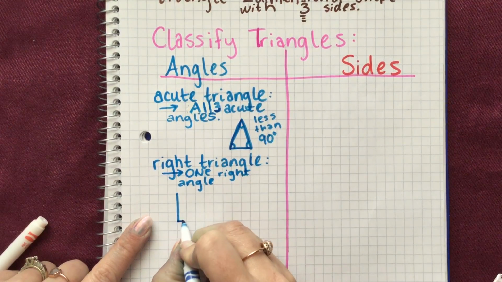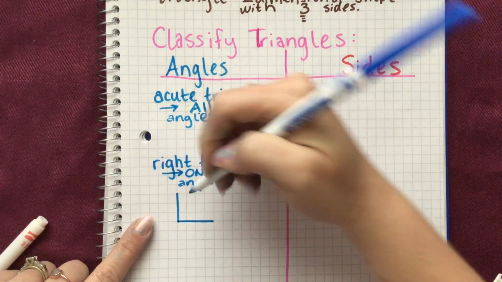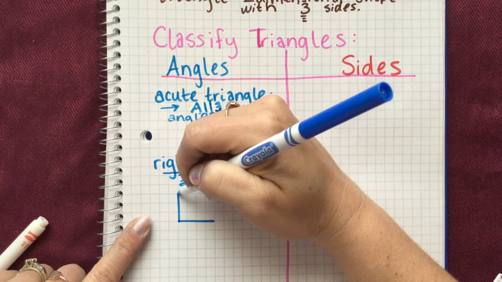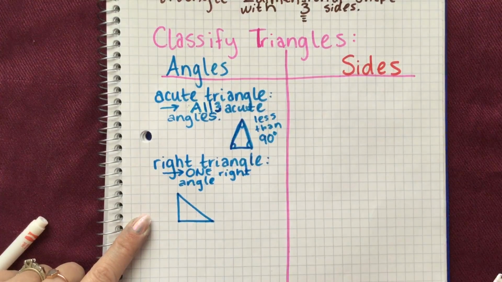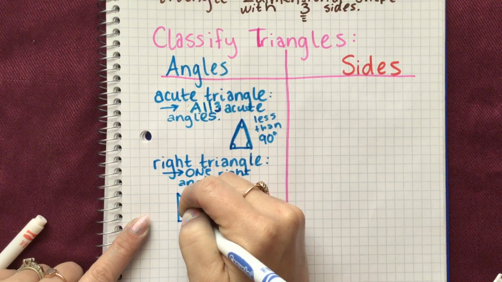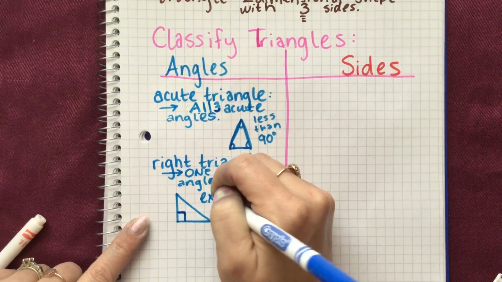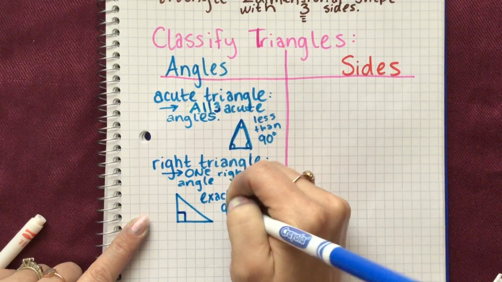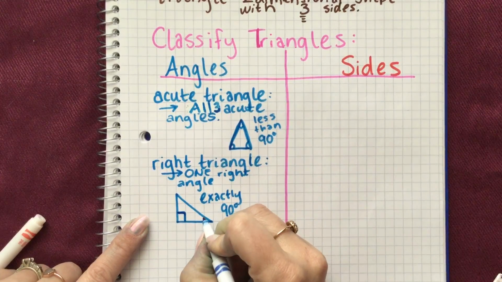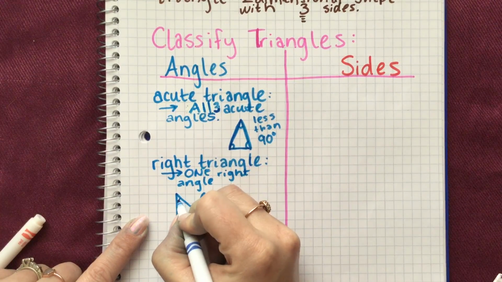So those look like this. I could draw a right angle, but then I connect these two just like that. And I know it's a right triangle because, boom, that's exactly 90 degrees. And then these two angles, of course, are acute.